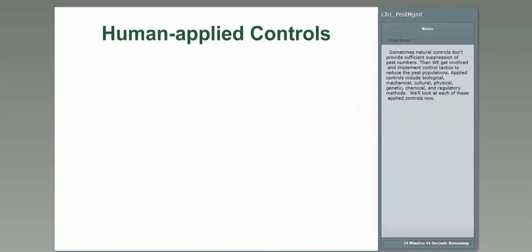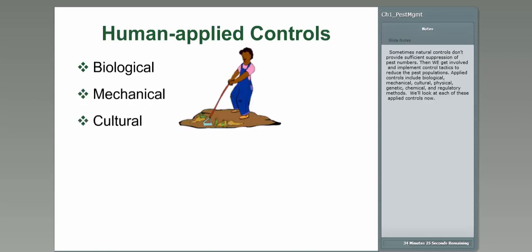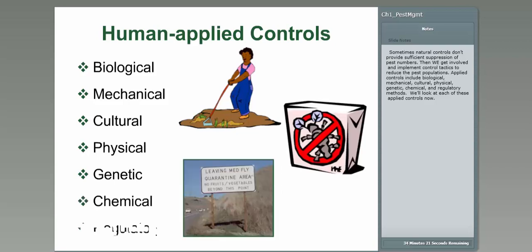Sometimes natural controls don't provide sufficient suppression of pest numbers. Then we get involved and implement control tactics to reduce the pest populations. Applied controls include biological, mechanical, cultural, physical, genetic, chemical, and regulatory methods. We'll look at each of these applied controls now.